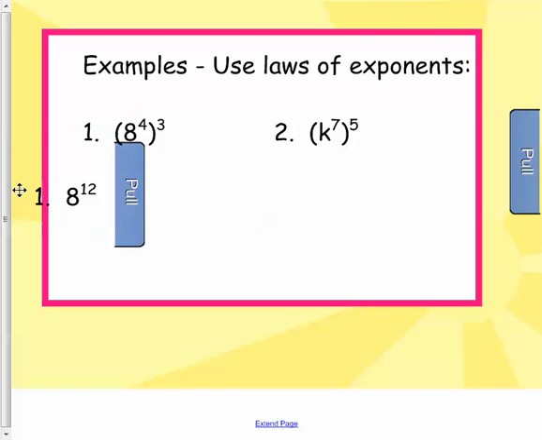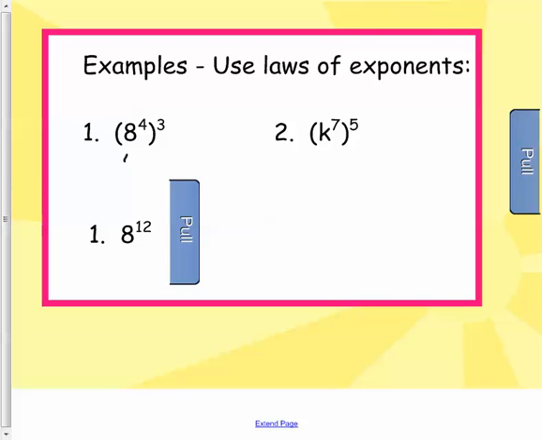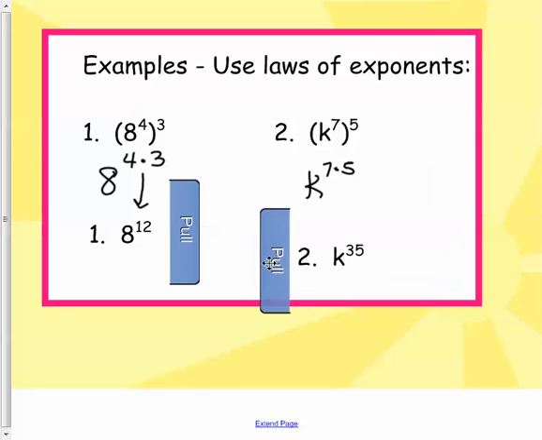raised to the 3rd power is really 8 to the 12th power. Why? Because 4 times 3 gives you 12. So you have your base of 8 and you're multiplying. Here my base is k and I'm multiplying 7 times 5, which would give me 35.